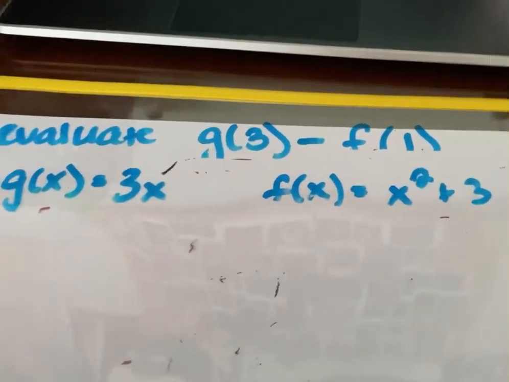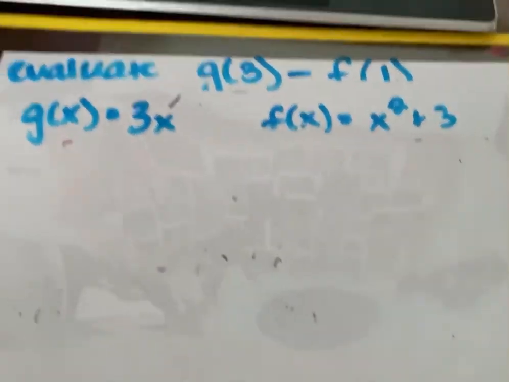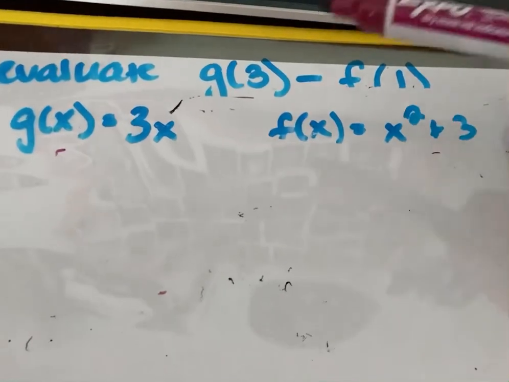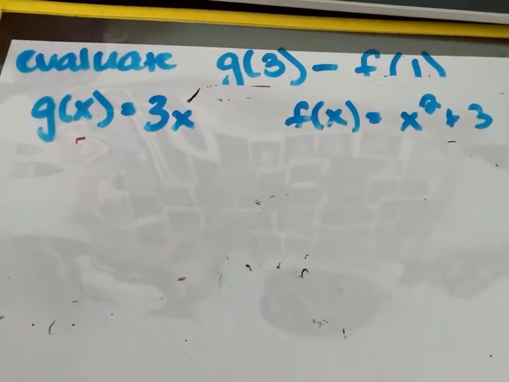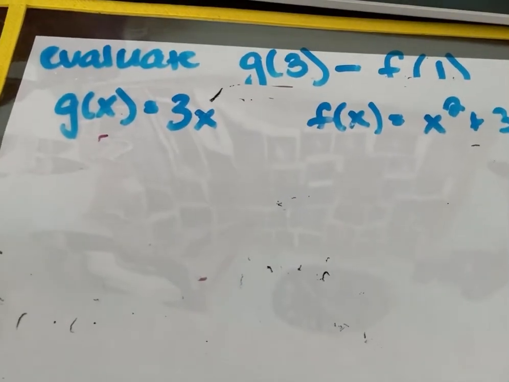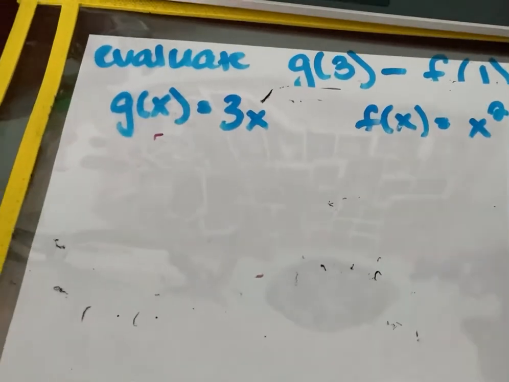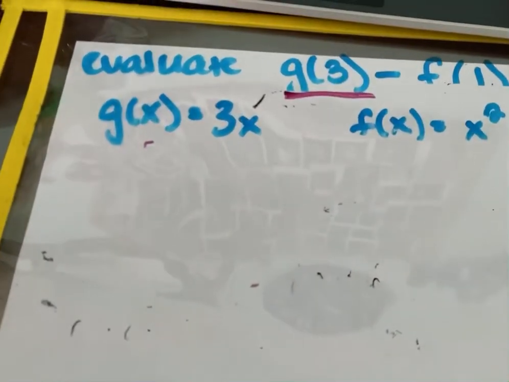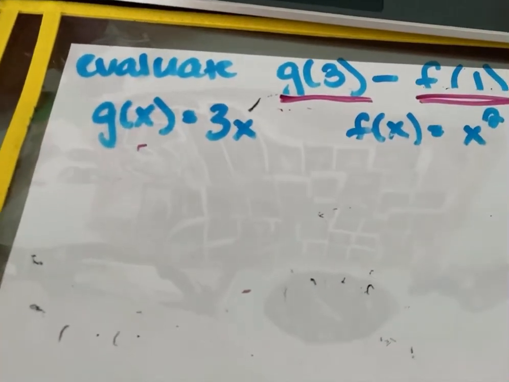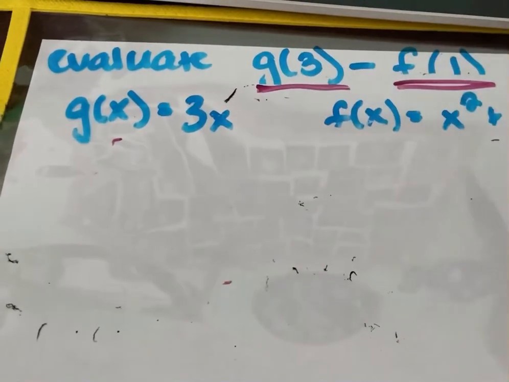So this is another type of example that you're going to see with the functions when you're given the parentheses. So this one is asking you to evaluate g of 3 minus f of 1, given that g of x is 3x and f of x equals x squared plus 3. So here, the first thing we need to do is find what is g of 3 and what is f of 1, because we don't know what those values are yet. So let's start with g of 3.